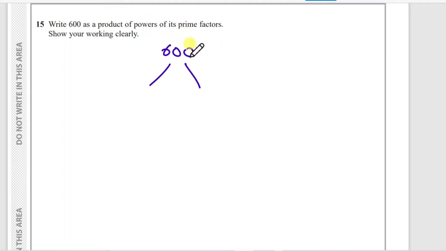Because you've got a zero there, you know it's in the 10 times table. So you can just write 60 times 10. Same here again. They're both zeros, so 6 times 10. To get 10, it's 1 times 10, but we don't want 1 because we want prime factors. So to get 10, it's 2 times 5.